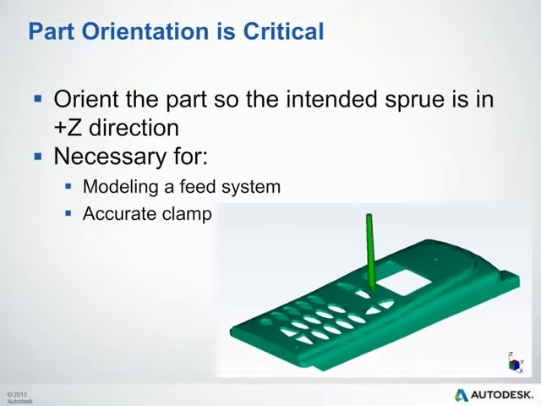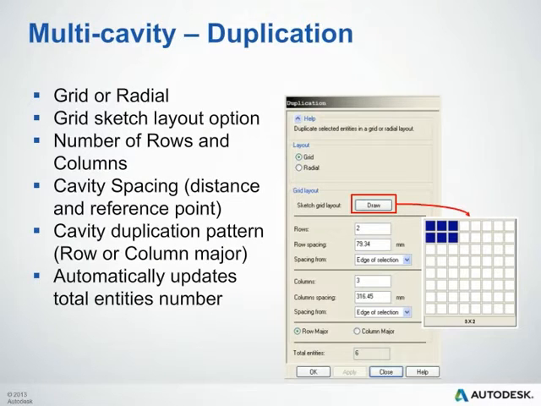So when modeling a feed system in Advisor, or even running analysis without a feed system, part orientation is absolutely critical. The orientation of your part needs to have the sprue pointed in the positive Z direction. So basically your intended parting plane on the tool is going to be the XY plane. This is necessary because it allows us to use the modeling tools for the feed system as well as to accurately predict clamp force.